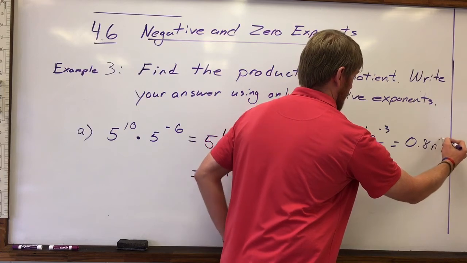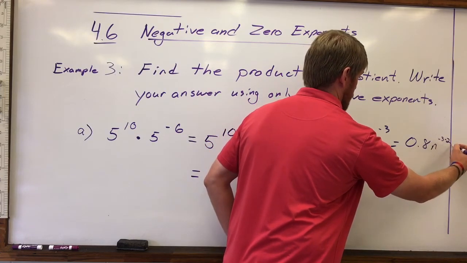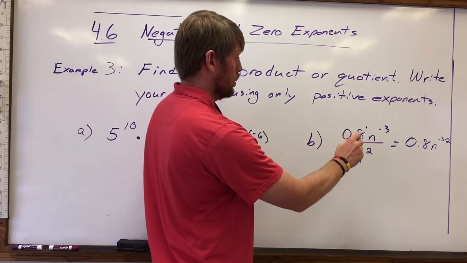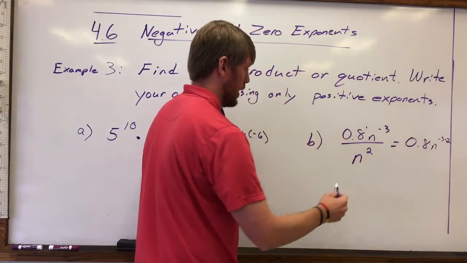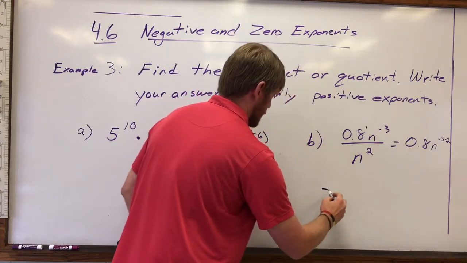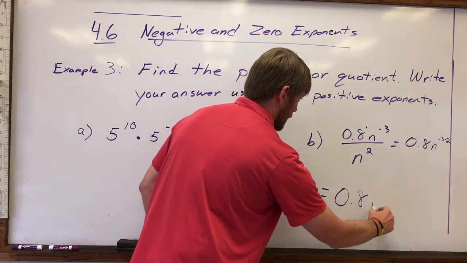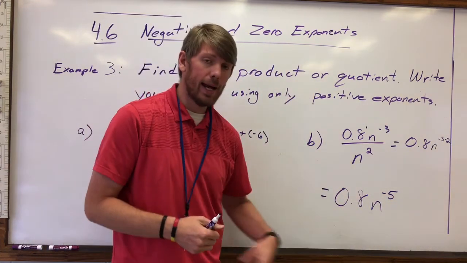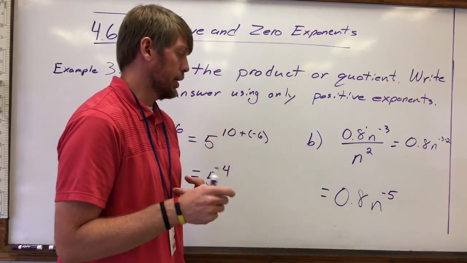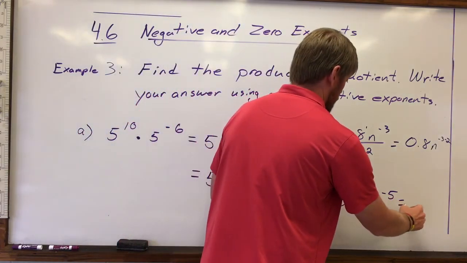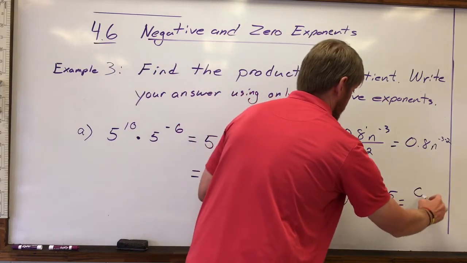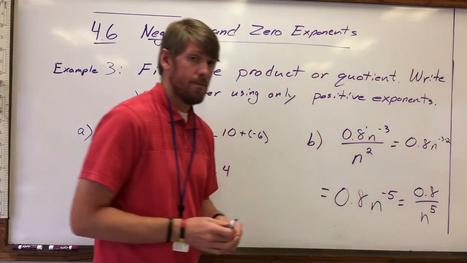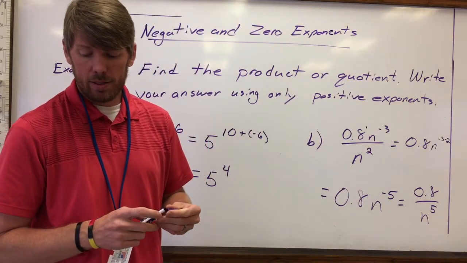N to the negative 3 minus 2. Almost went out of the screen over there, sorry about that. So negative 3 minus 2 is negative 5. So I'm looking at basically this equals 0.8 n to the negative 5. Well, remember the 0.8 has a positive power, n has a negative power, so I'm going to rewrite it so that I have 0.8 over n to the positive 5.